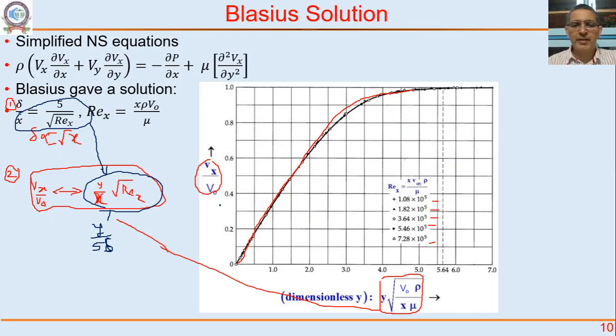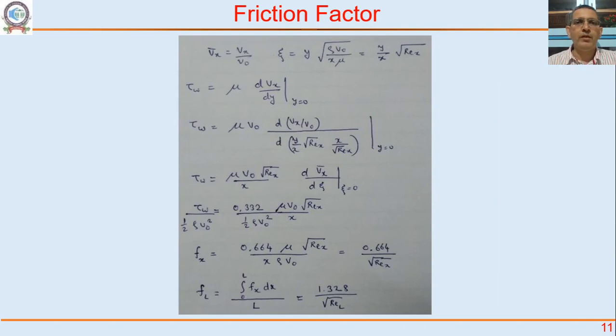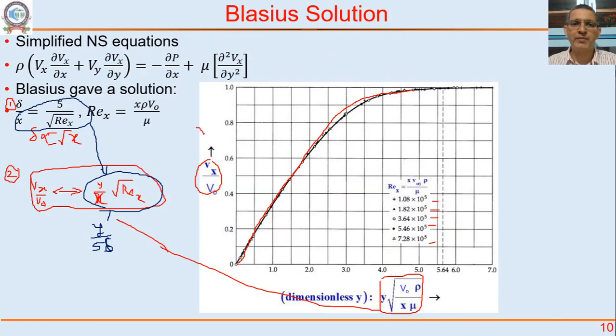More on these results now. Okay, so what he said is, we have to get to friction factor. That's where we are getting. We are going to say Vx bar is Vx by V naught. We'll define a variable zeta, which is y by x square root Rex. So this graph is now between Vx bar and zeta.